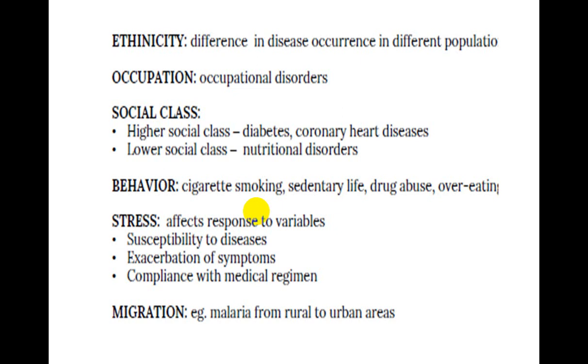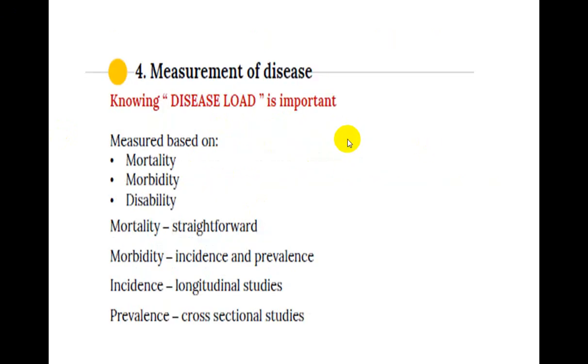For instance, while workers in coal mines are more likely to suffer from cirrhosis, those in sedentary occupations face the risk of heart diseases. Social class. Higher social class: they have diabetes, coronary heart disease. Lower social class: they have nutritional disorders.